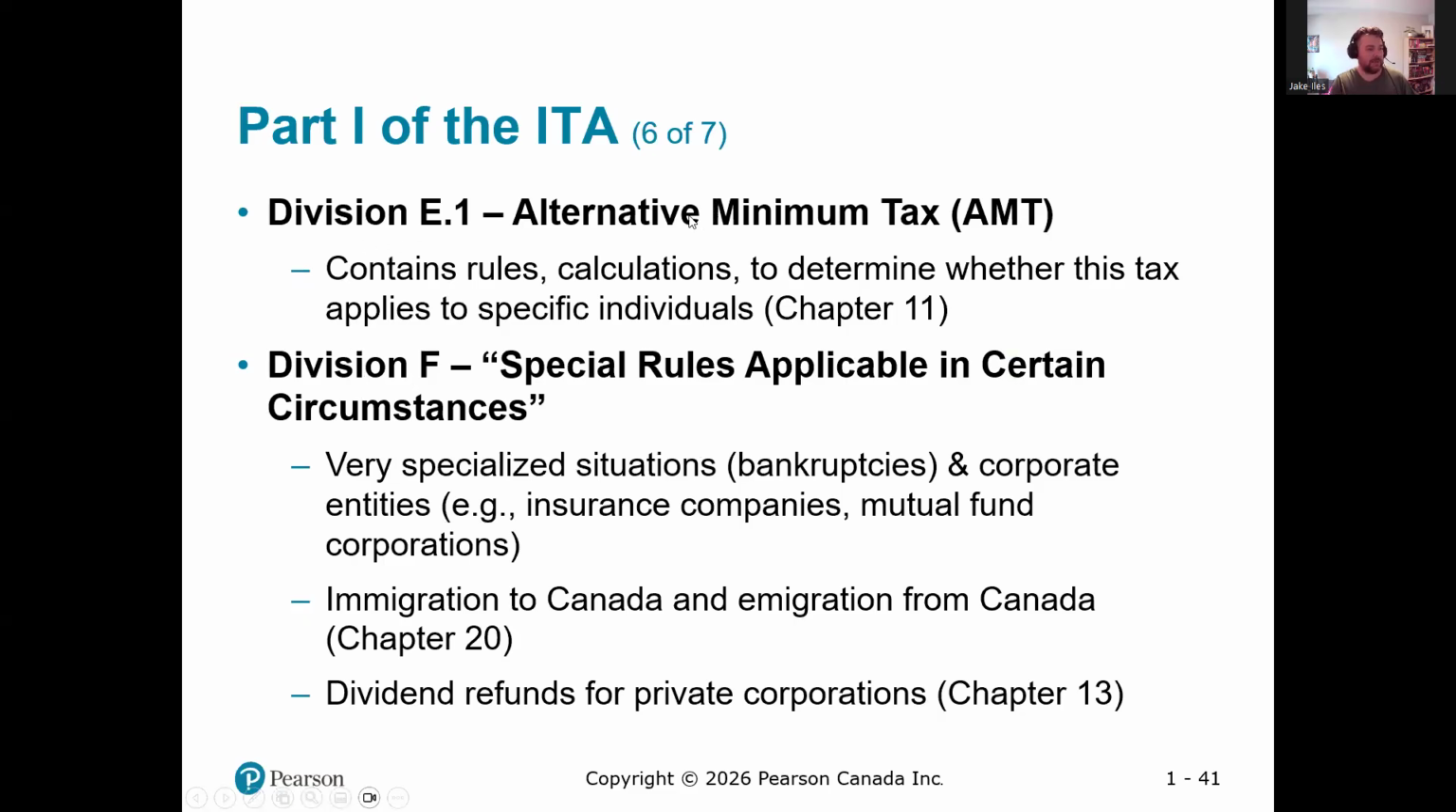Additional divisions, I mentioned the alternative minimum tax. The alternative minimum tax is trying to make sure that high income individuals are paying a certain amount of taxes at least, even if their credits or situation allow them to reduce that taxable income. And we are not going to go too far into the special rules. This is an introductory course.